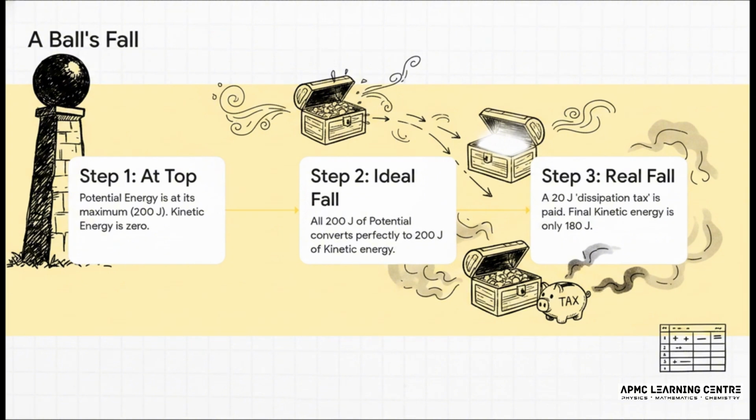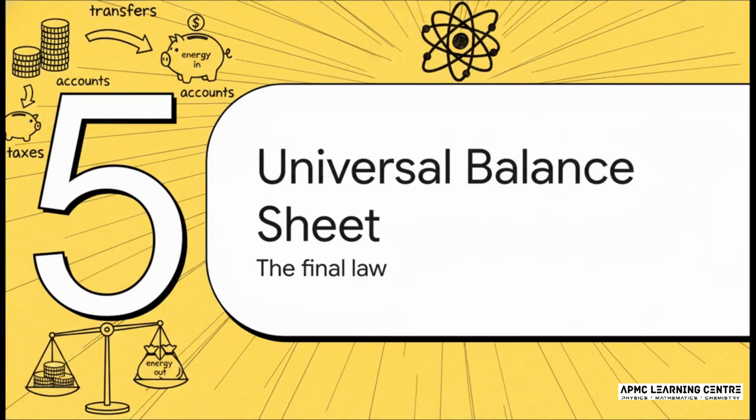But in the real world, let's say air resistance charges a 20-joule tax. That energy dissipates as heat, leaving only 180 joules in the kinetic account at the very end. But look, the total is still accounted for. 180 plus 20, that's our original 200. The books balance.